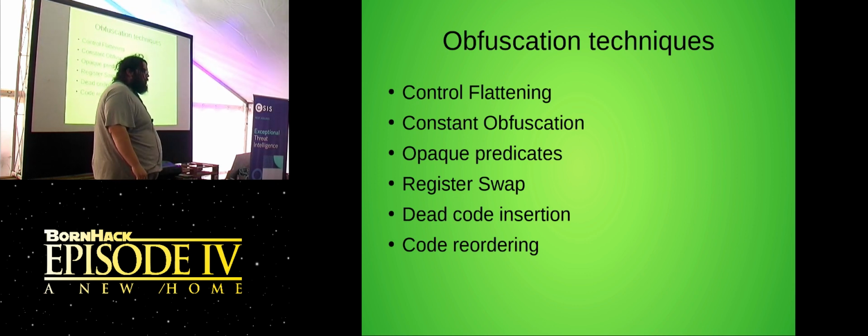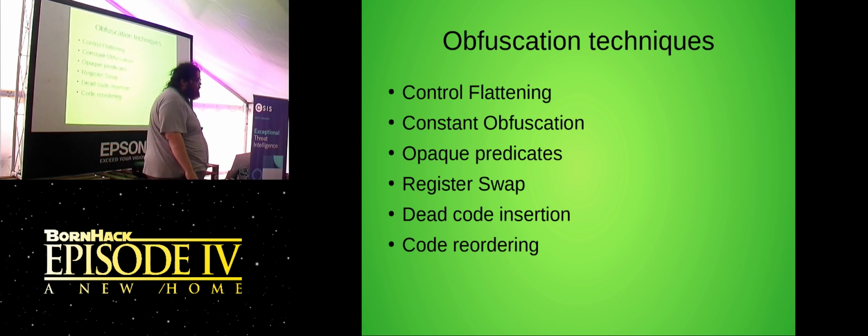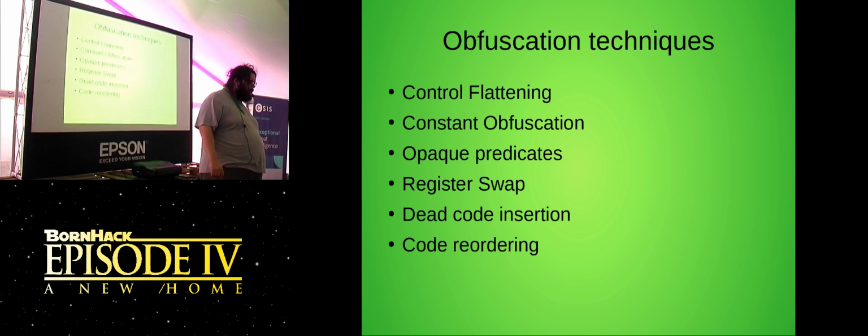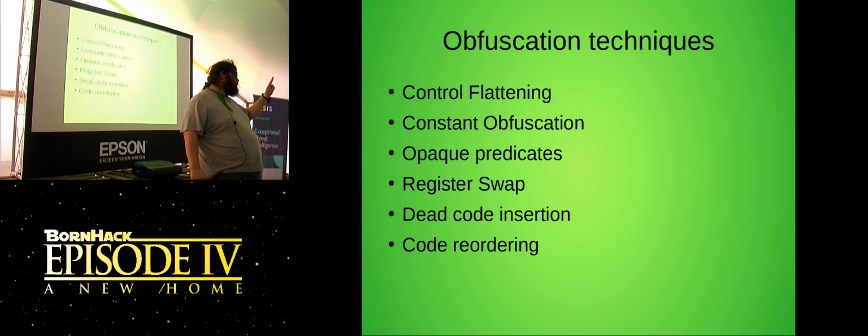Register swapping is one of the most simple, well, actually polymorphism techniques. The idea is that if you have 2 registers and the operation is commutative, you can just swap the registers so that the 2 operands will be in the reverse order.